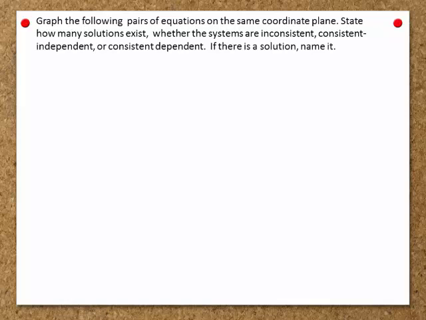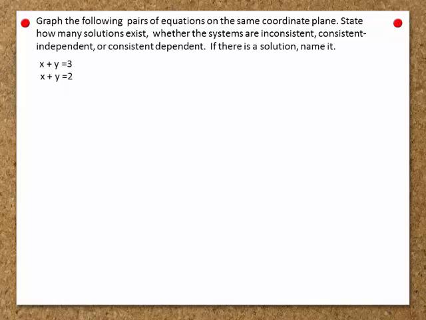If we want to graph some pairs of equations on the same coordinate plane, we're going to say how many solutions exist, whether the systems are inconsistent, consistent independent, or consistent dependent, and if there is a solution, we are going to name it.